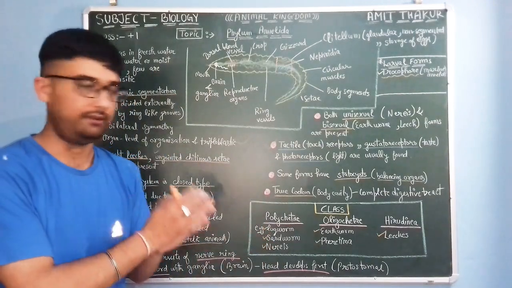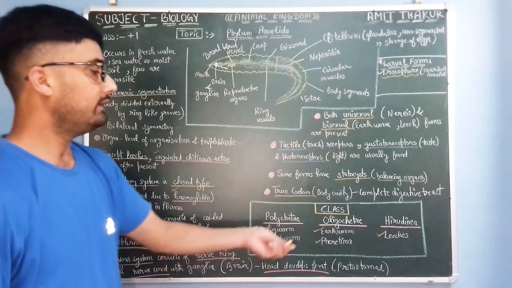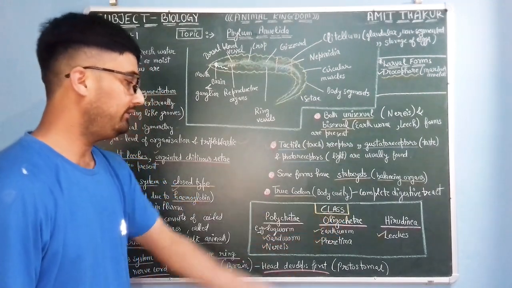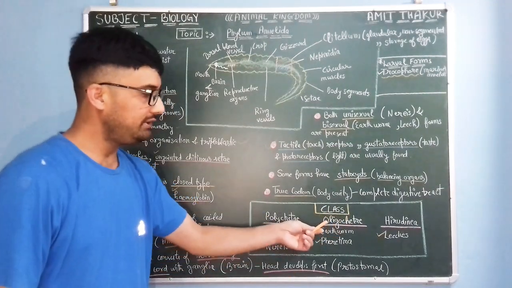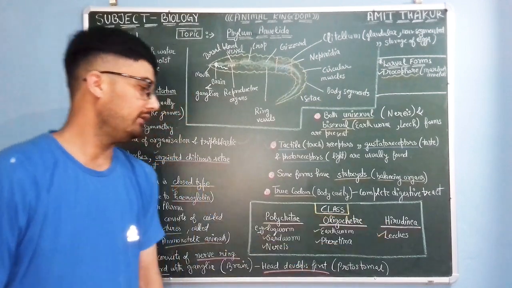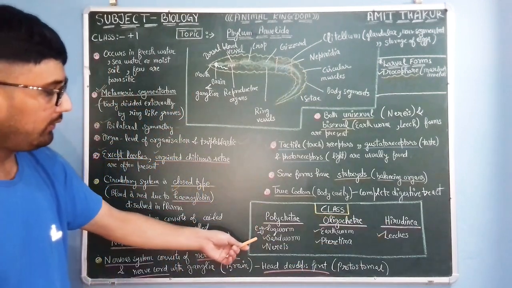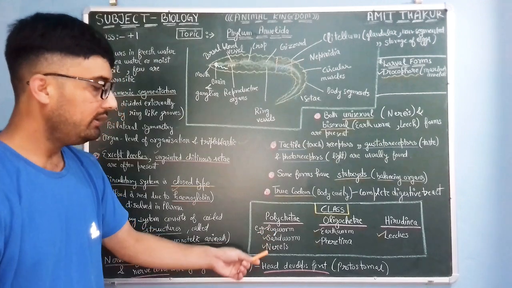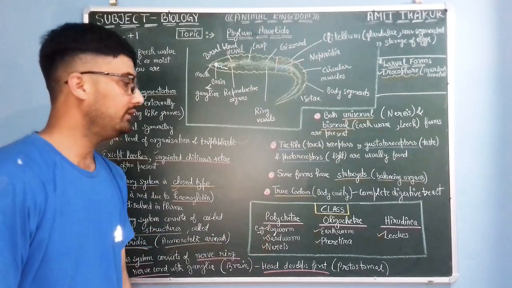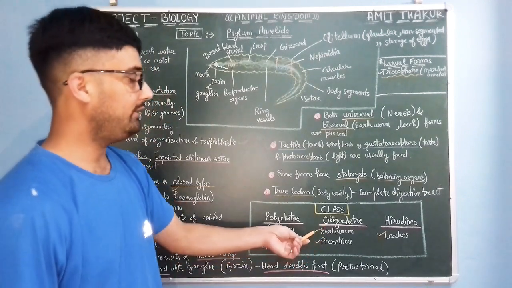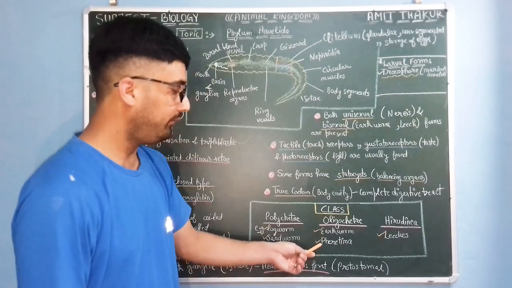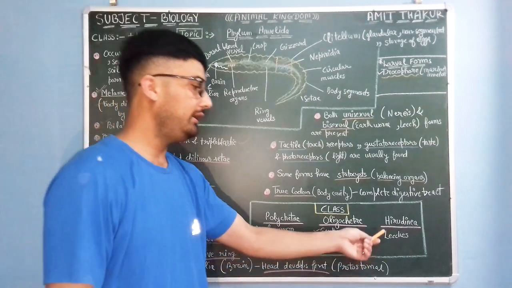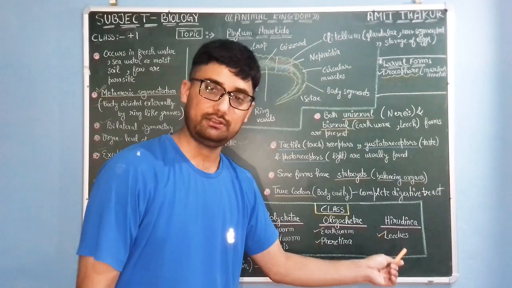Okay, there are three major classes: Polychaeta, Oligochaeta, and Hirudinea. In Polychaeta, we take examples of lugworm, sandworm, and Nereis. In Oligochaeta, we take examples of earthworm and Pheretima, and in the case of Hirudinea, we take examples of leeches.